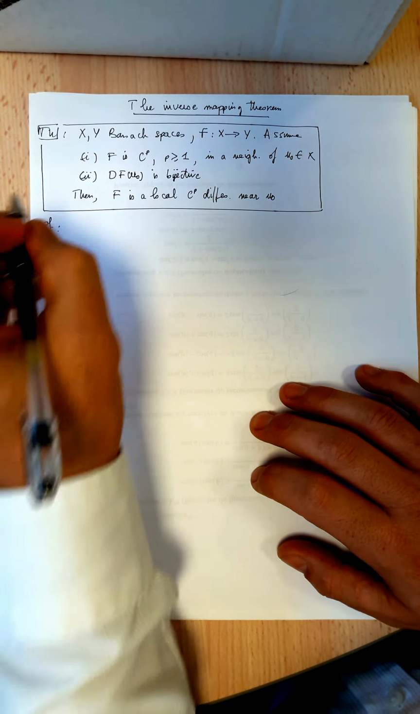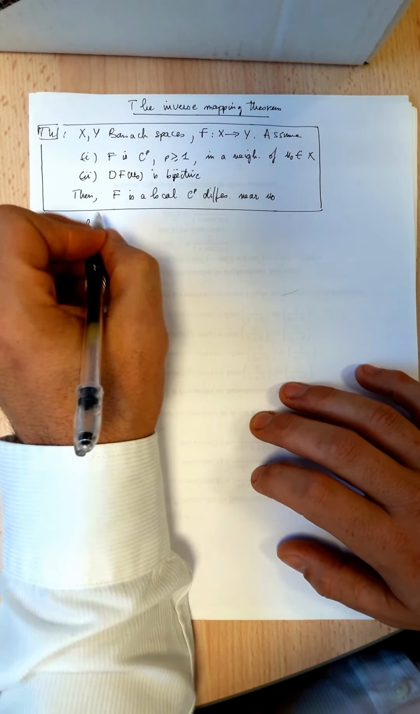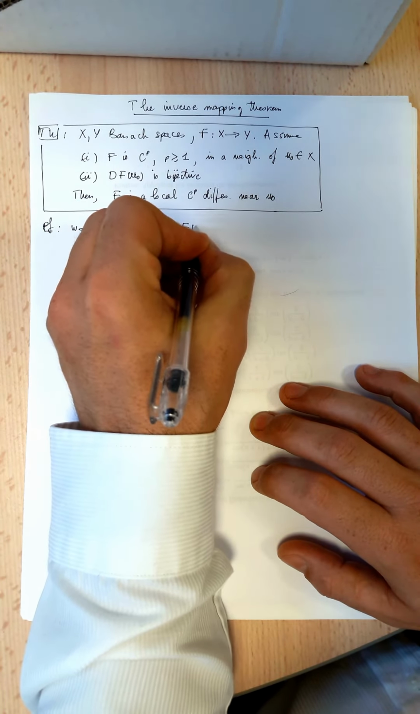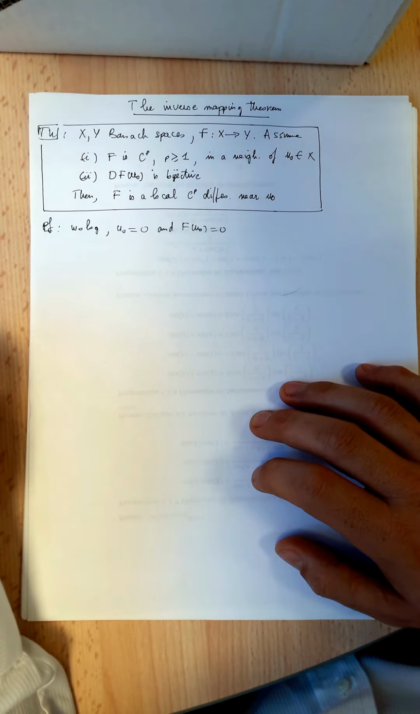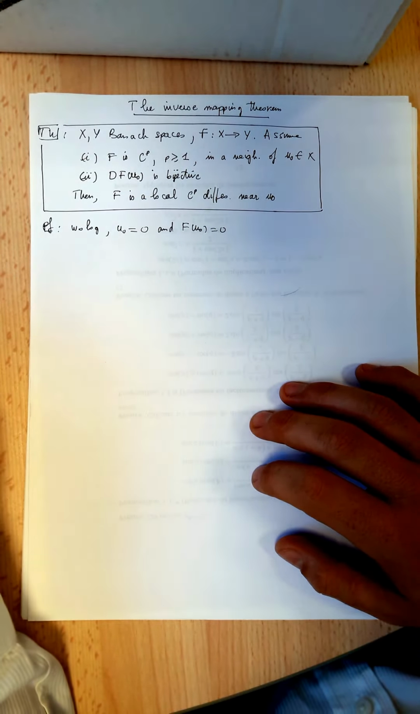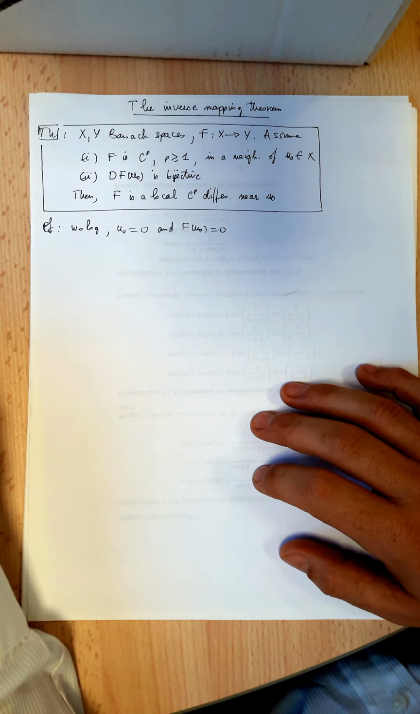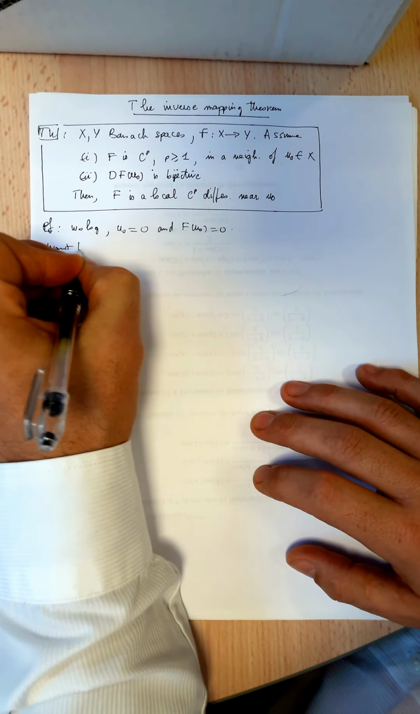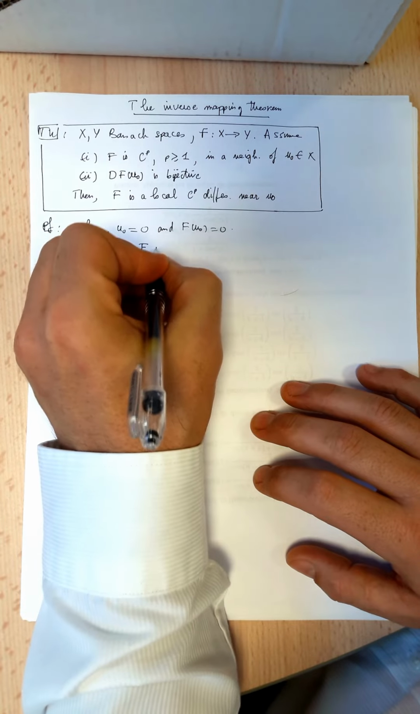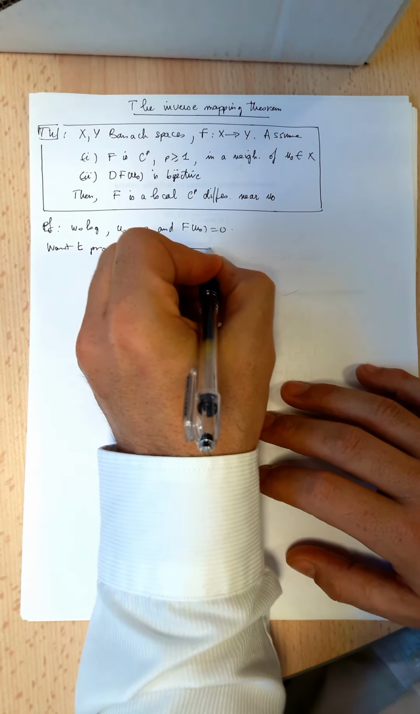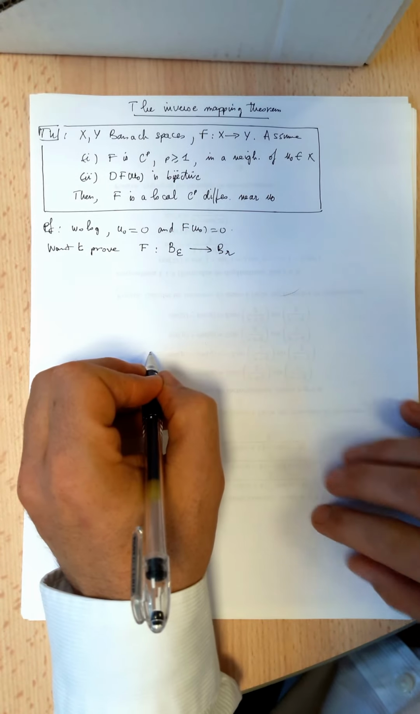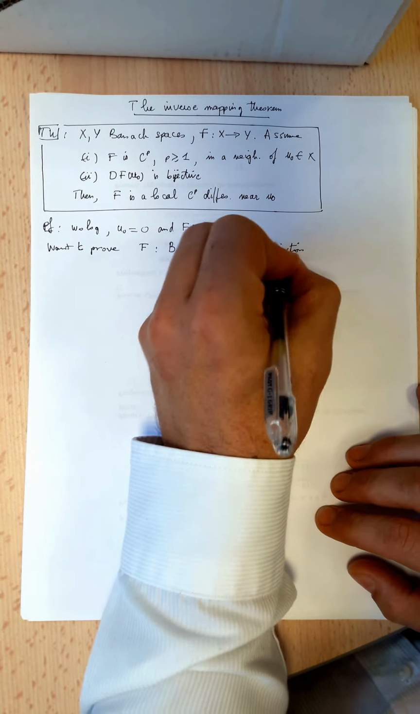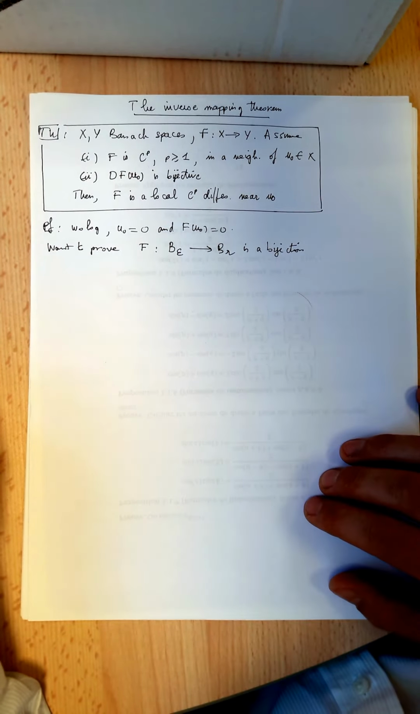The first thing we're going to assume is that, without loss of generality, u0 is equal to 0 and f of u0 is equal to 0. If not, just translate the function both in X and Y space. Okay, and now the goal is to prove that f is a bijection from a small ball around the origin into another small ball around the origin, and that this bijection has a smooth inverse, as smooth as the data allows.